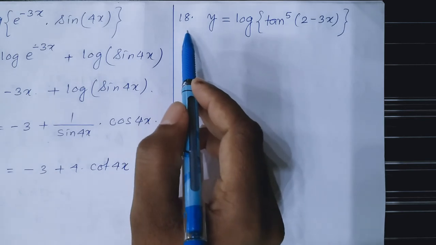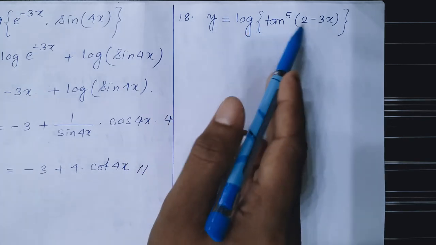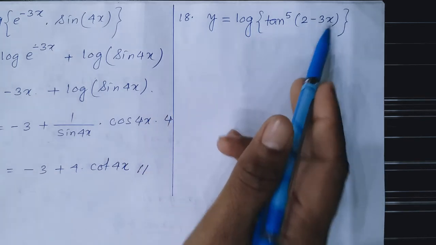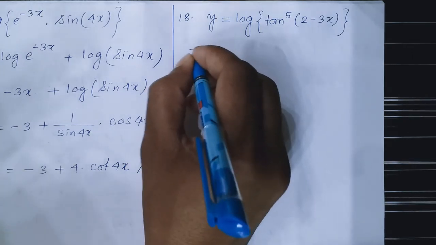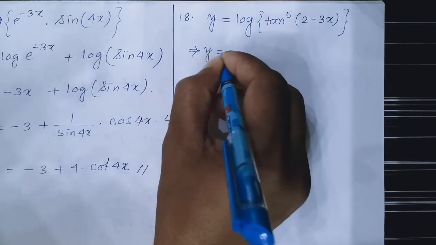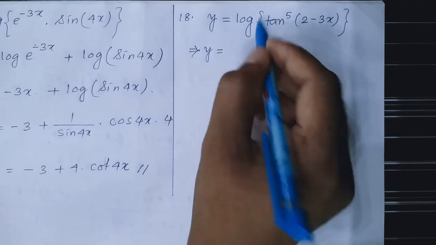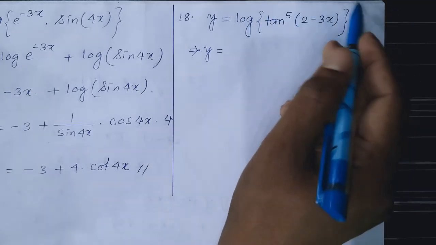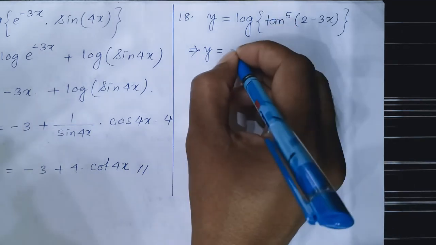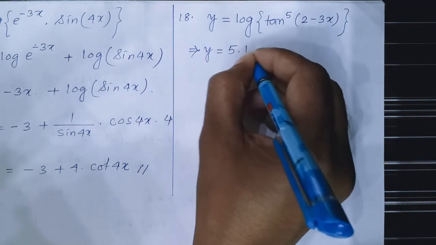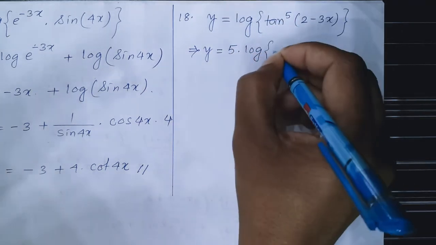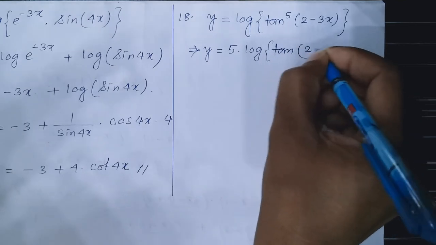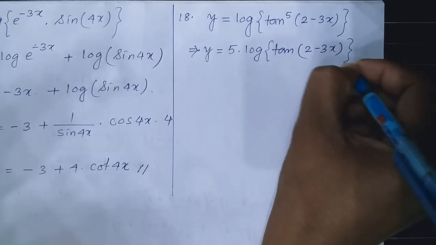Okay, come to another question. So the question number 18 is y is equal to log of tan to the power 5 of 2 minus 3x. And here also, before differentiating, it takes simplification. It is tan to the power 5, which means it is whole to the power 5. And log of something whole to the power 5, that 5 will come in front. So you can write it as 5 into log of tan of 2 minus 3x.